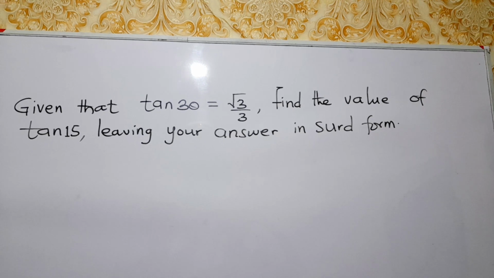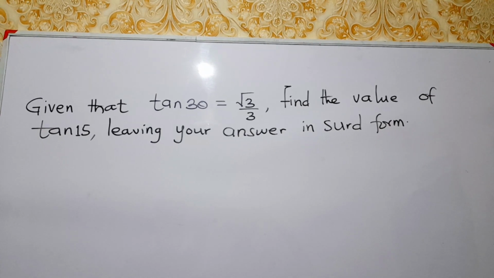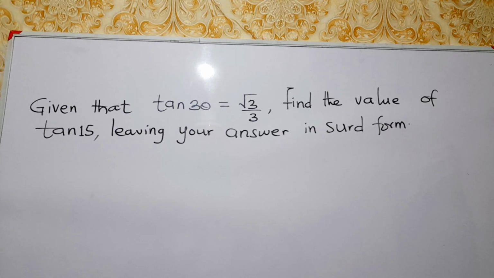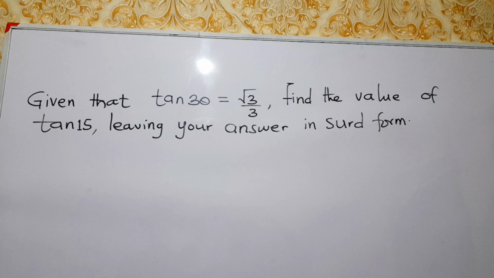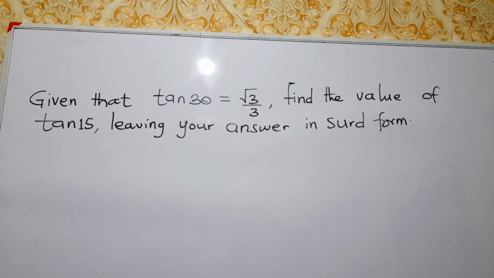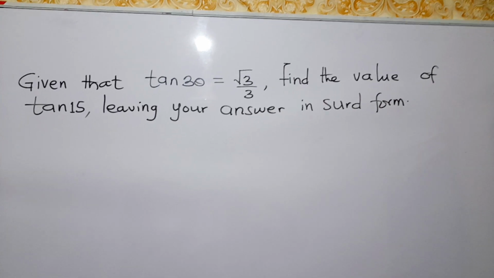In this video we are going to find the solution to the trigonometry problem on the board, which says that given that tan 30 is equal to root 3 over 3, we should find the value of tan 15, leaving our answers in surd form. So come along as I find the solution to the problem.